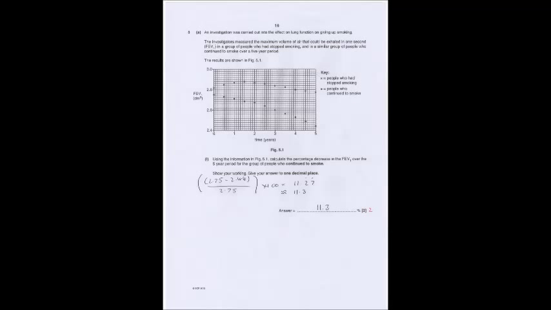An investigation was carried out into the effect on lung function of giving up smoking. The investigation measured the maximum volume of air that could be exhaled in 1 second in a group of people who had stopped smoking and in a similar group of people who continued to smoke over a 5-year period. Using the information in figure 5.1, calculate the percentage decrease in FEV over the 5-year period of people who continued to smoke. So that's the circles. You look for the change in the FEV and divide that by the original FEV times by 100 to get a percentage. Remember, it says 1 decimal place, so 11.3.